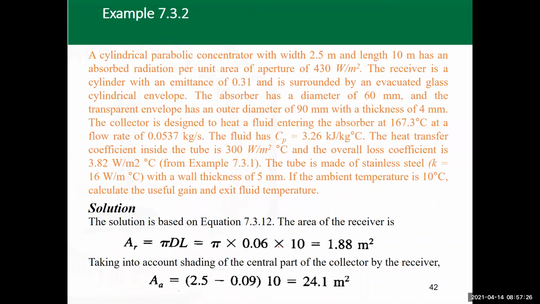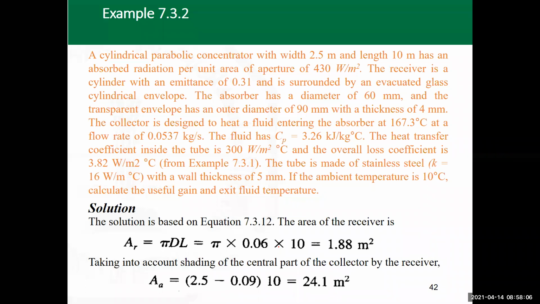Now let's have an example that shows how this kind of concentrated collector can be used in heating the fluid, and how we would be able to estimate the heat transfer rate, the useful Q, and the outlet temperature of the fluid leaving the collector. So a cylindrical parabolic concentrator with a width of 2.5 meters, a length of 10 meters, has an absorbed radiation per unit area of 430 watt per meter square. So this is the falling energy from the sun, 430 watt per meter square.